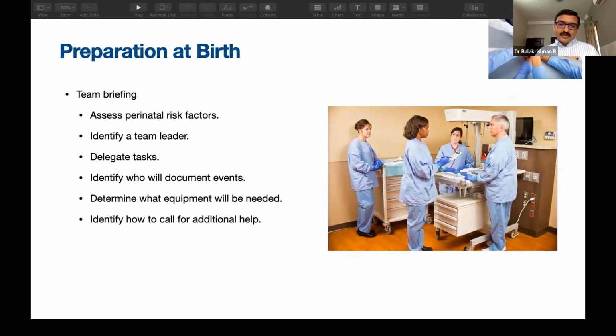And we need to identify who will document the events and determine what supplies and equipment will be needed for the resuscitation. We should also identify how to call for additional help. Once we are done with the team briefing, we should go ahead with the equipment check. And we should make sure, throughout the process of preparation and during resuscitation, that aseptic precautions are correctly followed.